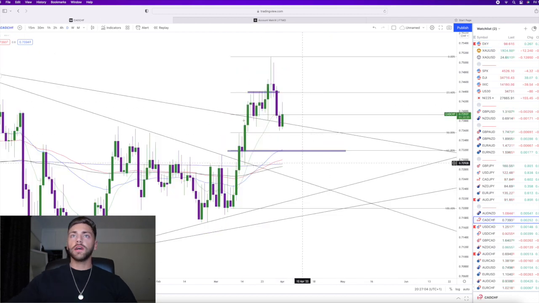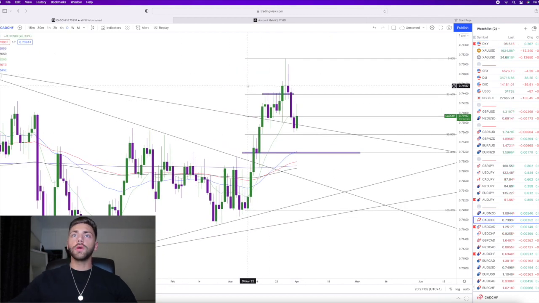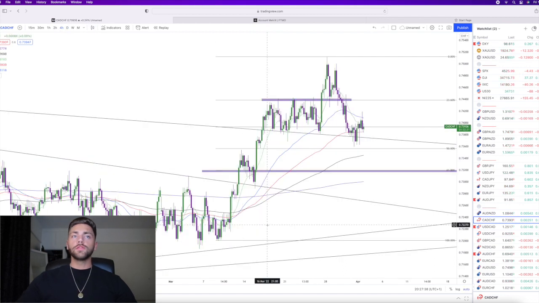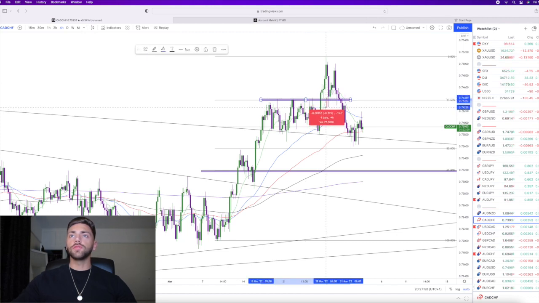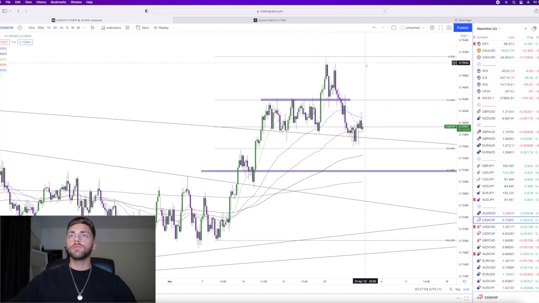And I believe we had CAD Swiss as well, which lined up with my CAD strength. So it was a 4-hour setup. We had the fib from this low to this high. Break and retested this key level, which lined up with the 23% fib. As you can see, we come down, done like 15 pips drawdown, pretty much the same as my USD CAD short trade. And then smash TP. So yeah, a decent setup overall.